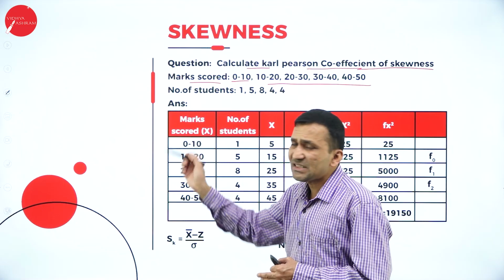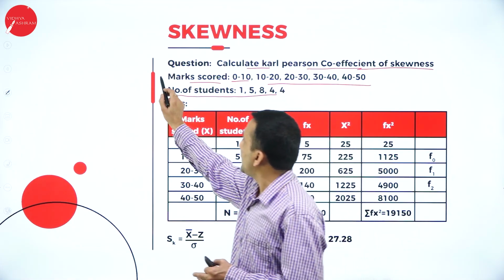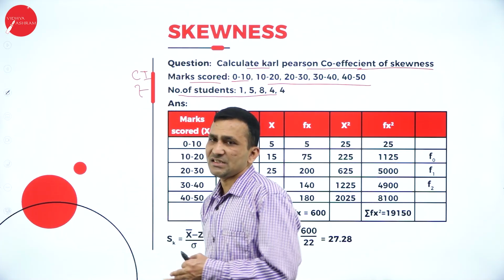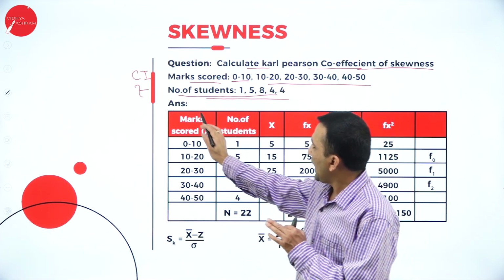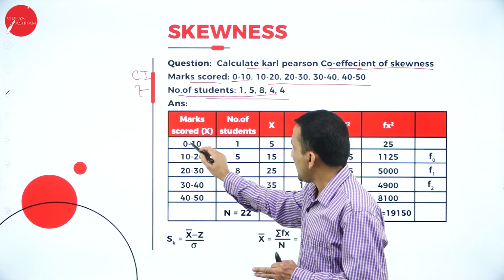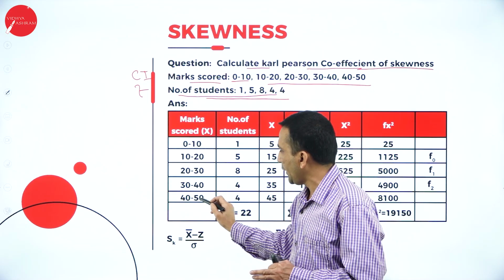So here the X series is missing. We need to find the number of students, which is nothing but this one, the class interval. Now this one is your frequency, which is given in the question. As it is I am writing in the vertical format. So the first class 0 to 10, 10 to 20, 20 to 30, 30 to 40, 40 to 50.